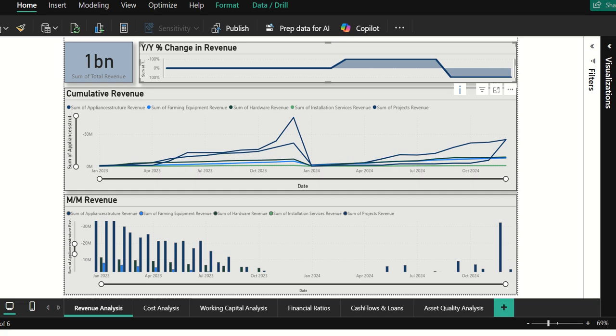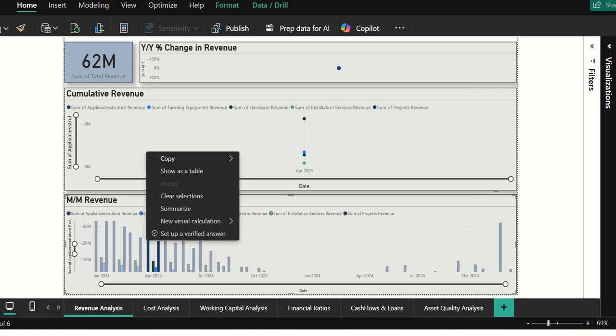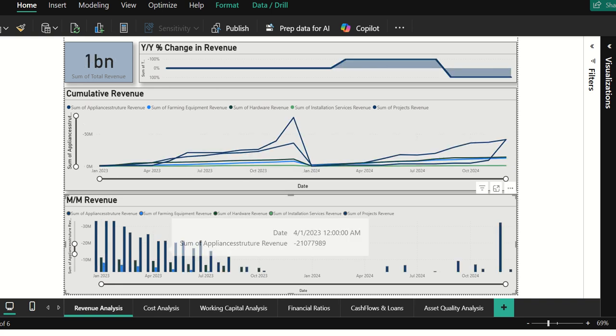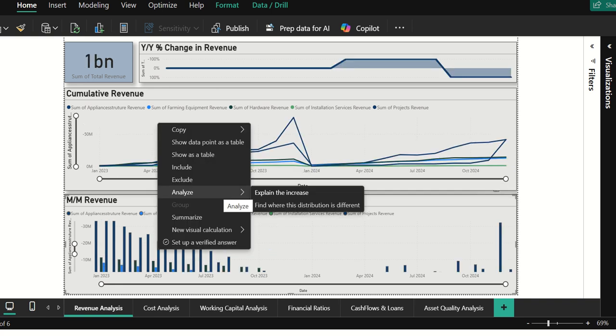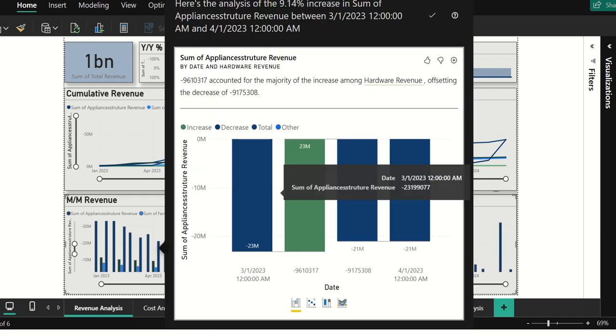On the cumulative revenue, you can see that the numbers really go up until December. Then in January they flow down, and up until December go up. Here, month on month, you can see what the increases are. It's been decreasing month on month, and then here finally increases at the end of the year. And then of course you can always ask the question, why the decrease? So here you right click one of the numbers, analyze, explain this increase. That amount accounted for the majority of the increase in hardware revenue, offsetting the decrease of 917.